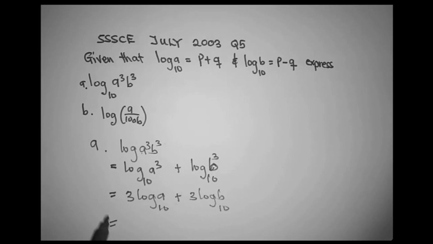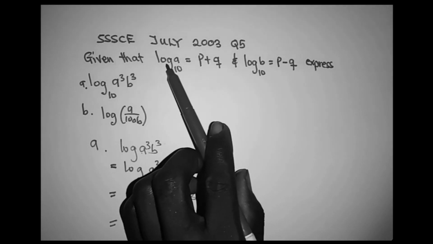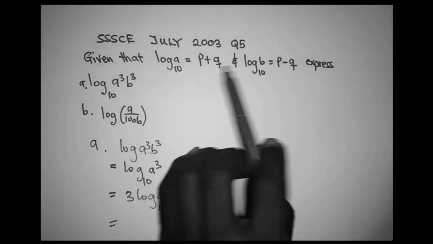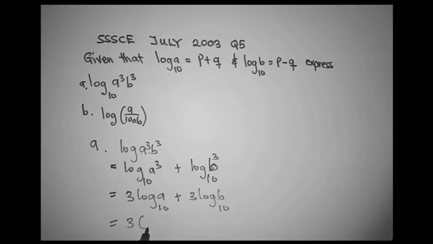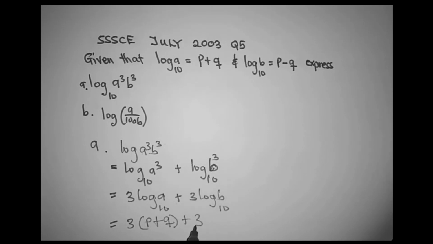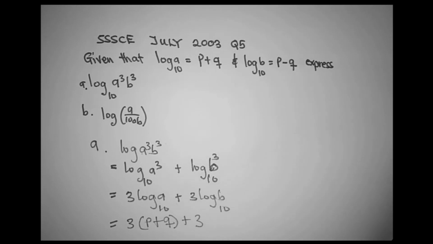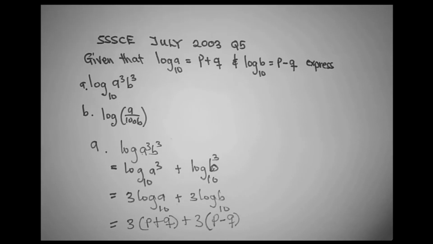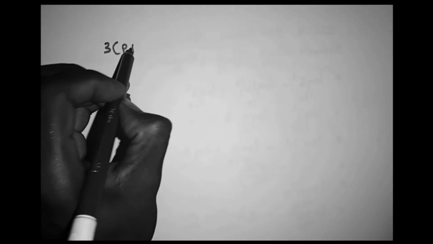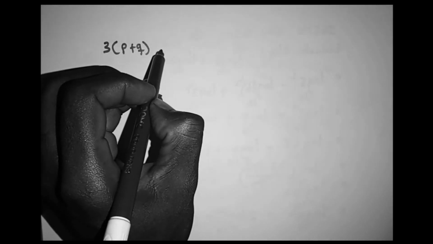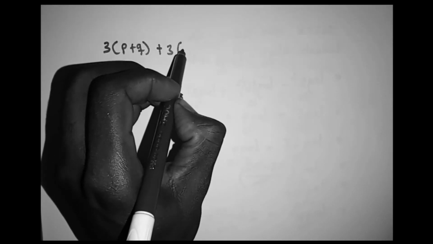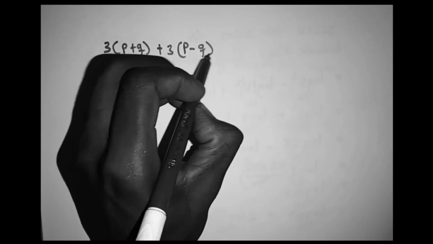And this is equal to, they've given us the value of log A base 10. It is P plus Q. So this becomes 3 times (P plus Q), then plus 3 times, they've given us the value of log B base 10 is P minus Q. So we're having 3 times (P plus Q), then plus 3 times (P minus Q).